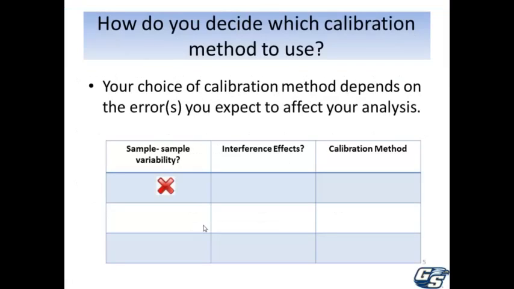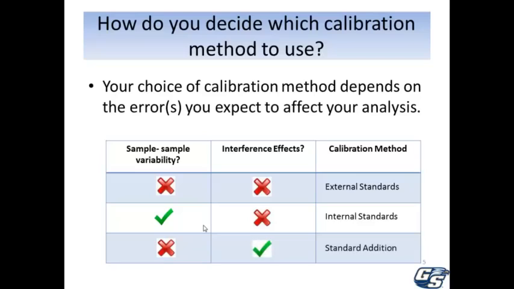Okay, so if you do not expect sample-to-sample variability, nor do you expect interference effects to be happening, well, then you can just use the external standards method of calibration, which is the most basic, the first calibration method that people learn about usually. So let's say if you did expect sample-to-sample variability, but not interference effects, well, then you would use the internal standards method of calibration. If you did not expect sample-to-sample variability, but you did expect interference effects, well, then you would use the standard addition method.